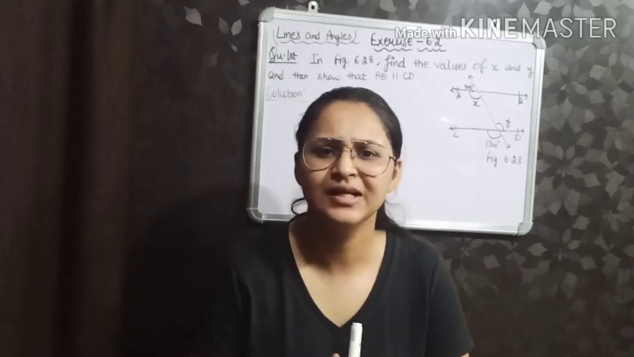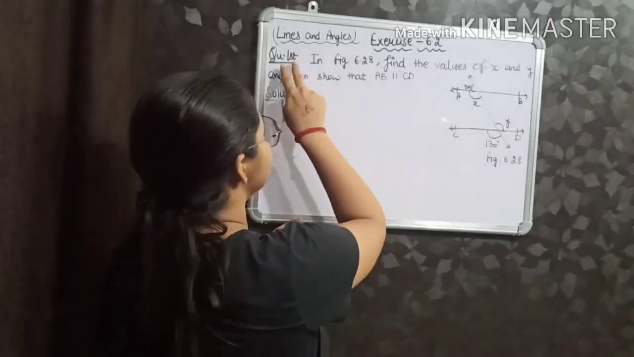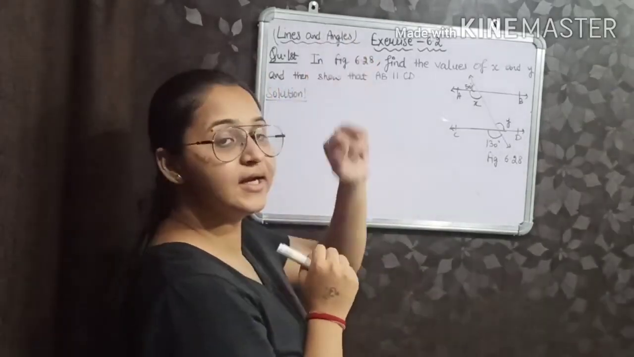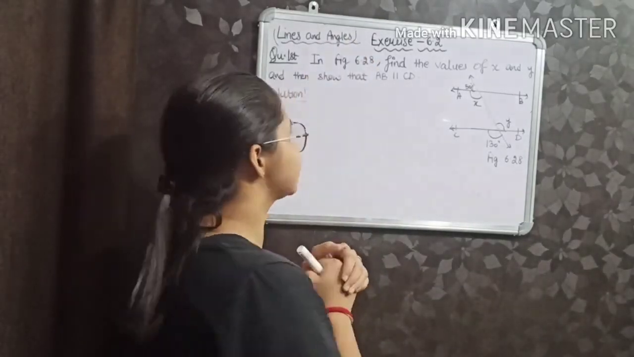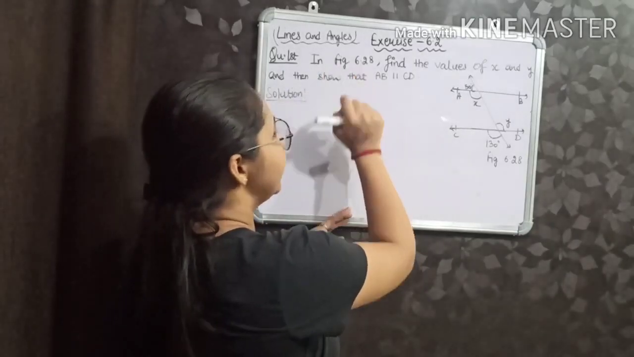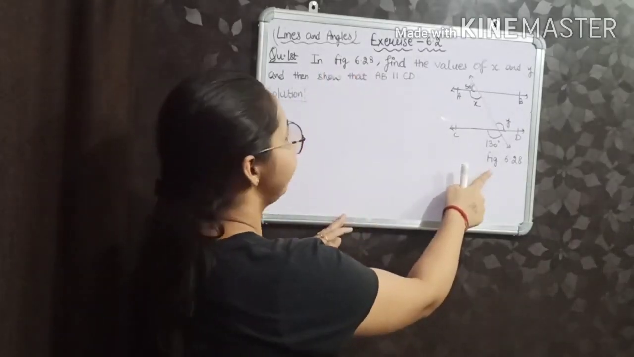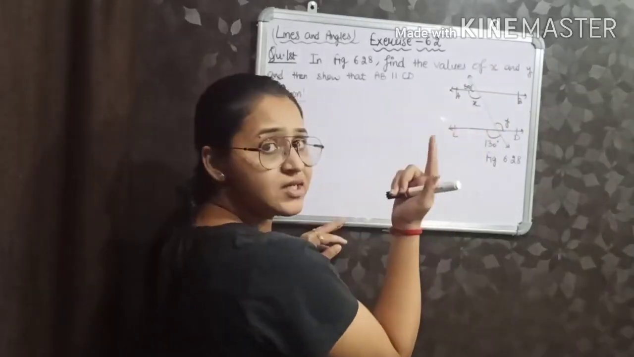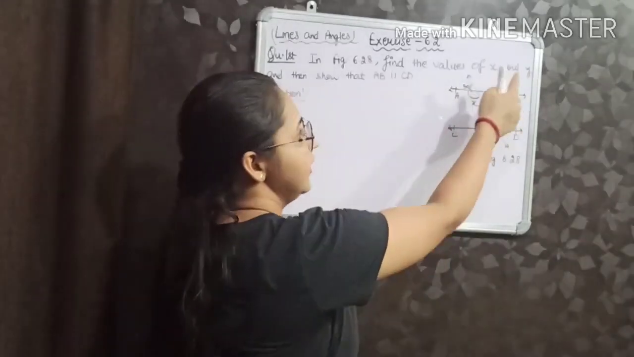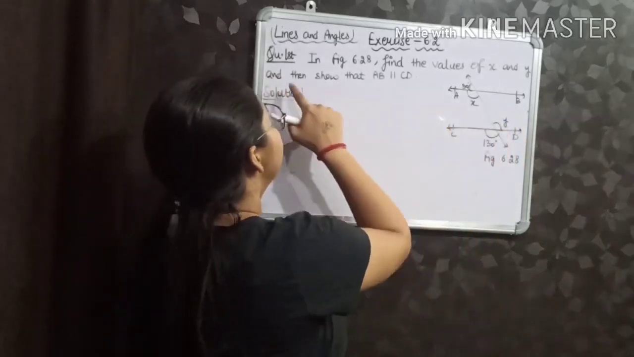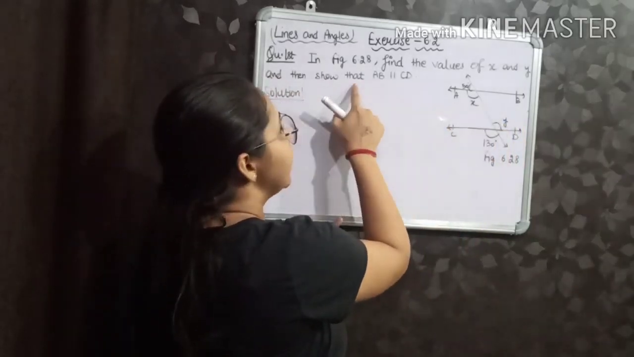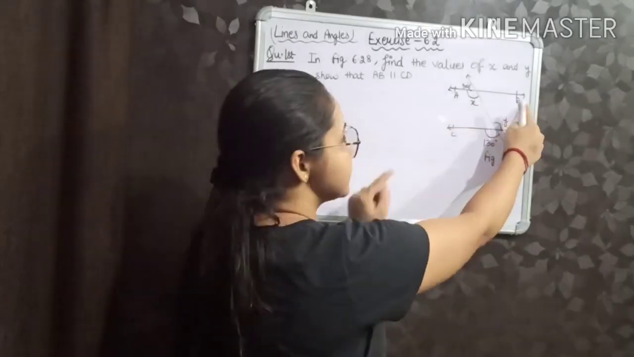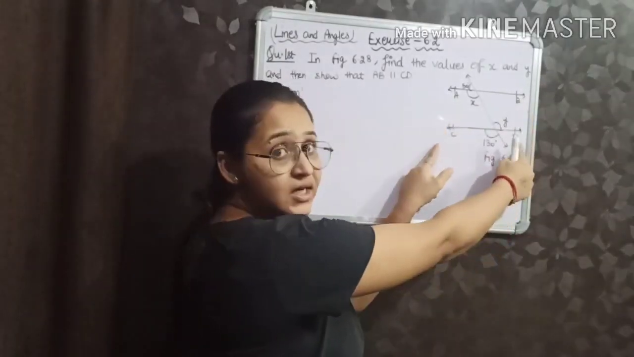So students, let's learn question first of exercise 6.2. Chapter is lines and angles. Question first is in figure 6.28. This is the given figure. Find the values of x and y. Where is angle x? Angle x is here and angle y is here. And then show that AB is parallel to CD. Where is line AB? This is line AB and this is line CD.